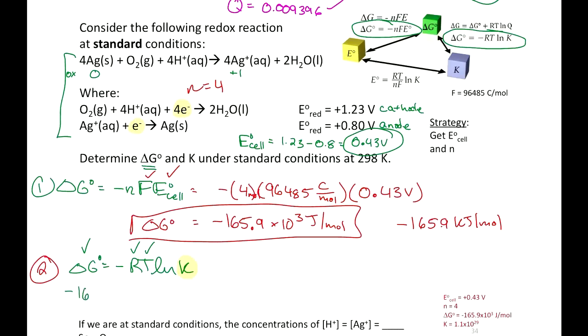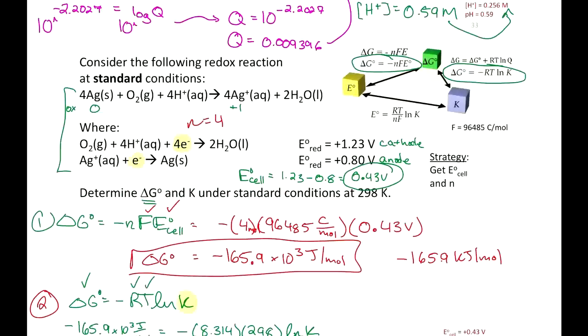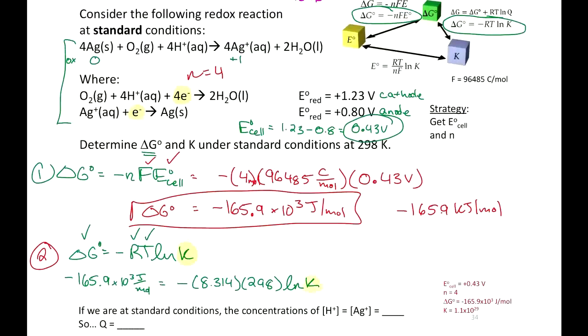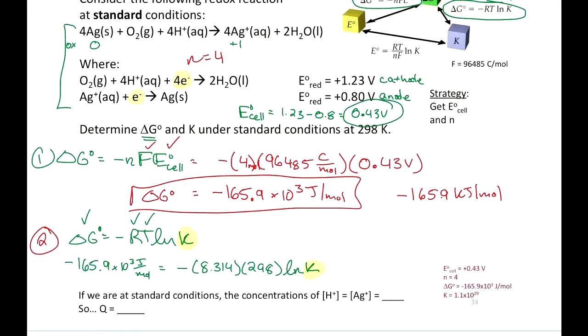Negative 165.9 times 10 to the 3 joule per mole. So remember, R is in joules, so keep delta G in joules as well, equals negative R, so 8.314 times 298, ln K. Oops, ln K. So you solve for K and you get a really big number, 1.1 times 10 to the 29.